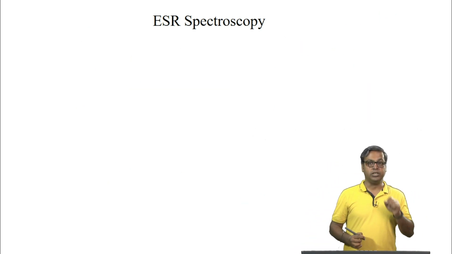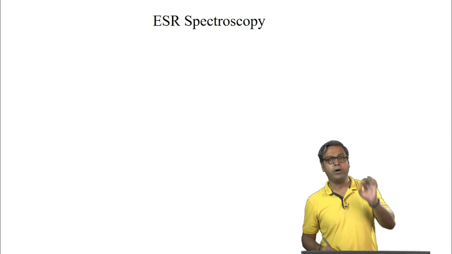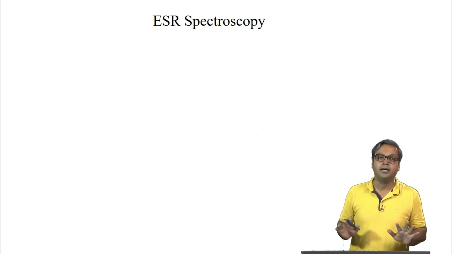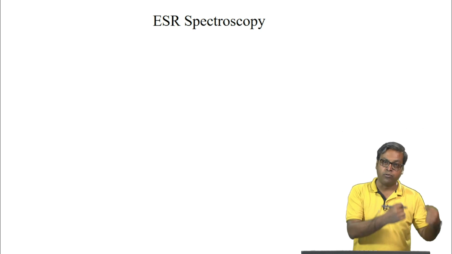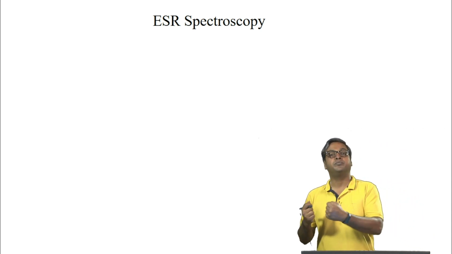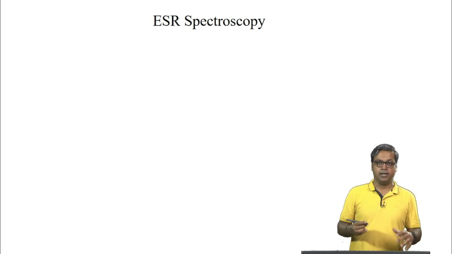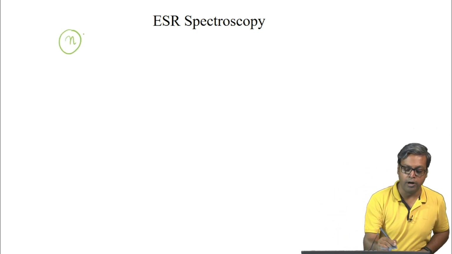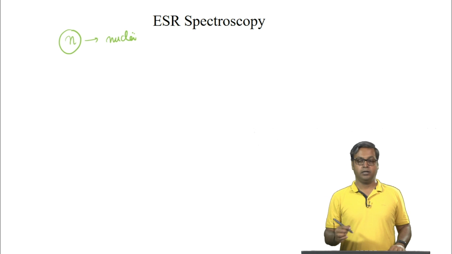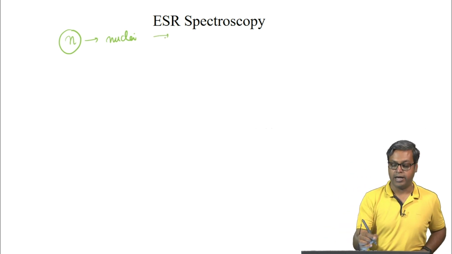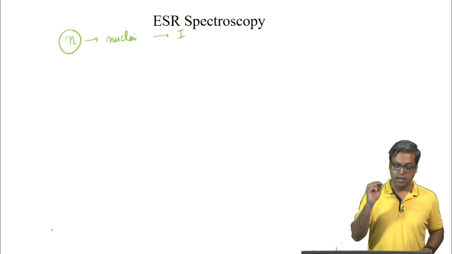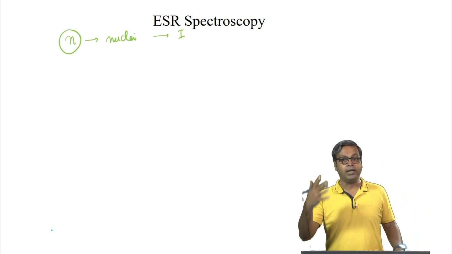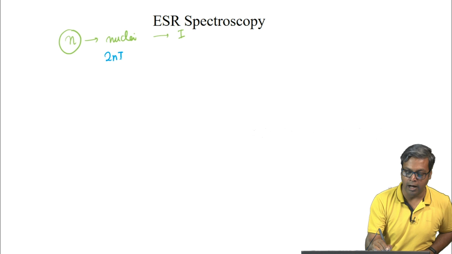So, this is the last thing we would see. We have seen that the number of hyperfine lines in the ESR spectrum is caused by the interaction of the unpaired electron with the nuclear spin. Now, let us say there are n number of nuclei, and these n nuclei have spin I. What we know is that the total number of hyperfine lines is given by 2nI plus 1.